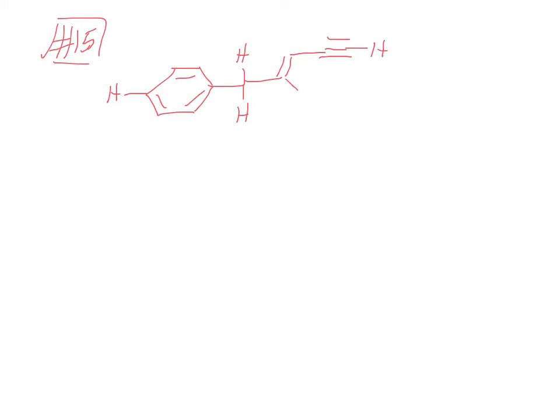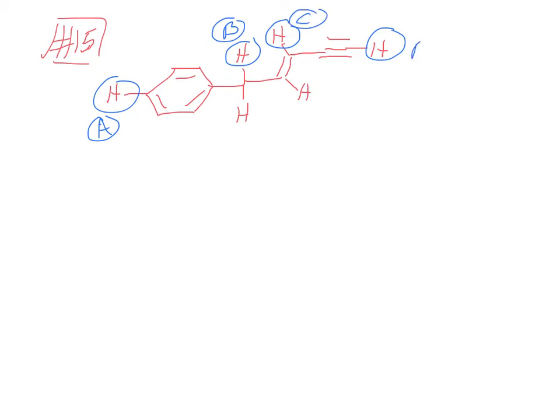And they're saying, was it this one? Or they're saying this one? They're circling these four, and they're saying which one's the most acidic. So this is A, this is B, this is C, and this is D. Classic question. What's the difference between these?